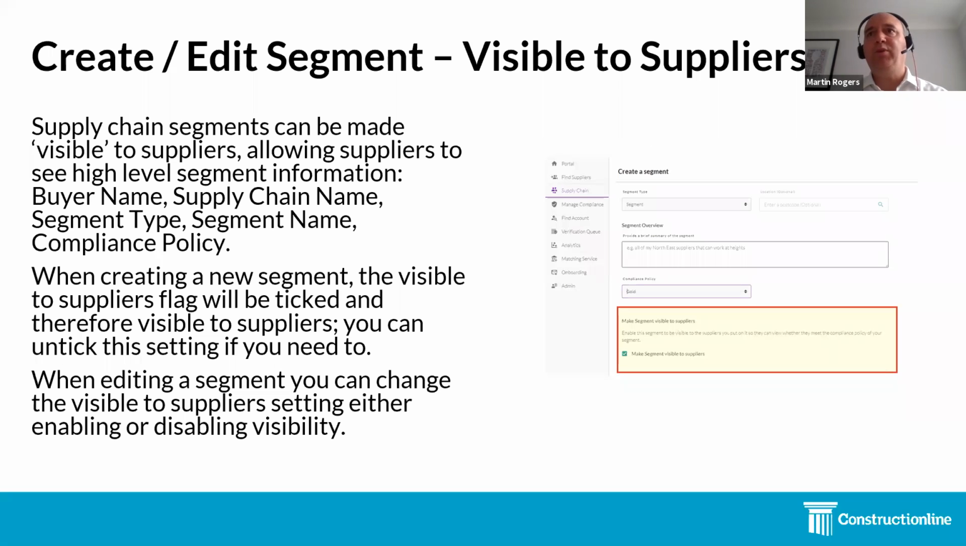They don't get to see which other suppliers are in that segment. That's not available to them, but they get to see the high level information about which segment they're in and the risk level that you've set on which you are monitoring them against.